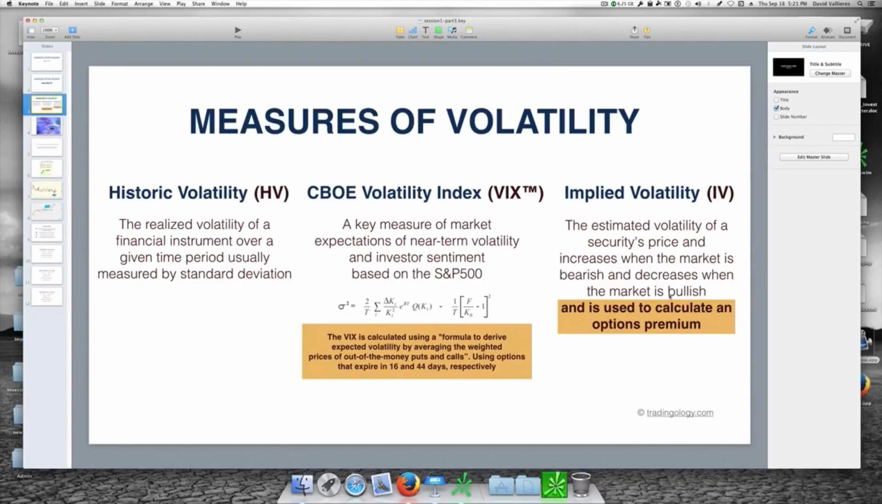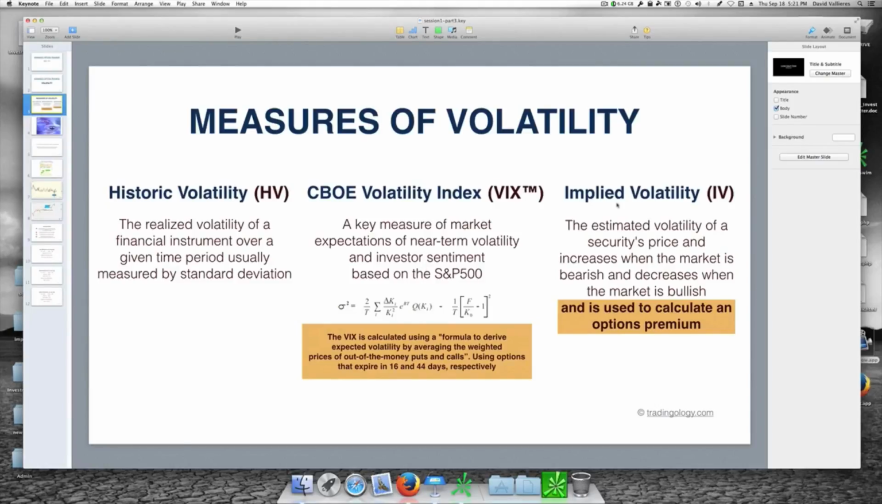And it's used to calculate option premiums. This is a forward-looking volatility. The implied volatility is forward-looking. Historic volatility is backward-looking. And the CBOE Volatility Index, or the VIX, calculates near-term volatility and sentiment. It does include investor sentiment in its definition, and that's an important thing to take note of as we go forward. And it's based only on the S&P 500.